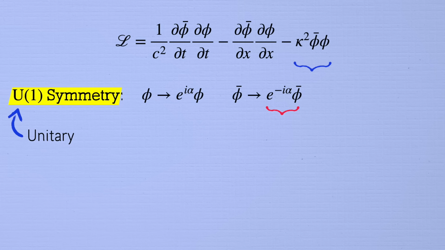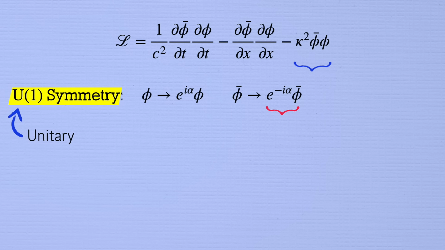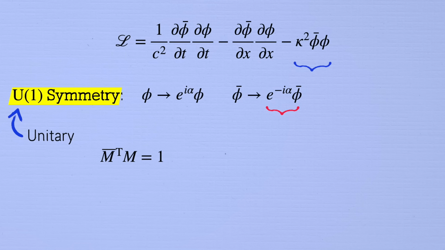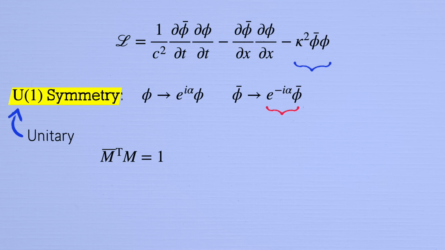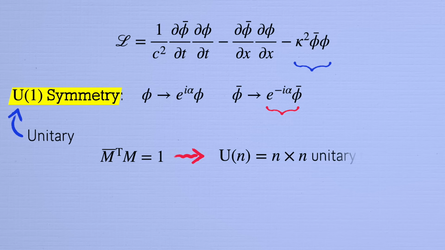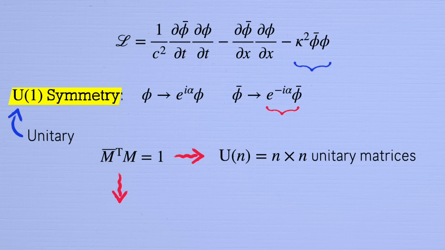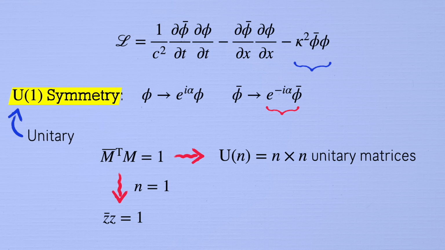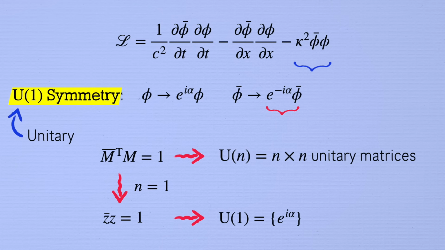The terminology comes from the definition of a unitary matrix, which is a matrix M that satisfies the property that if you take its complex conjugate and then its transpose, you should get back the inverse of the matrix you started with. The space of n by n matrices satisfying this property is called U of n. For n equals 1, though, the matrix is just a single number, and so the transpose doesn't do anything at all. In this condition, it says z bar z equals 1 for a complex number z, which is satisfied precisely by our rotation, e to the i alpha.